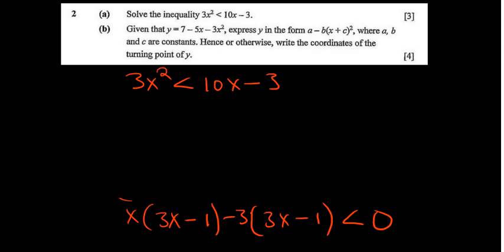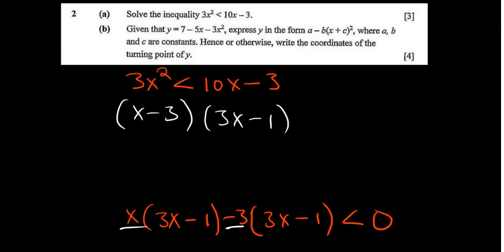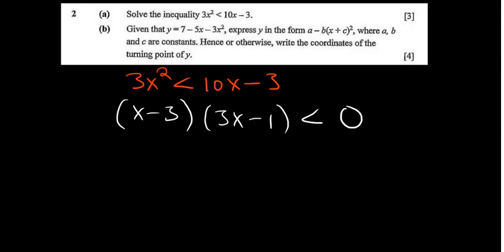At this point, we are confident. So we have x minus 3, and then just 3x minus 1. So x minus 3, and then 3x minus 1, less than 0. So we can now determine the zeros of the inequality there. For that part, if you equate it to 0, x becomes 3. This part, if you equate it to 0, 3x is equal to 1, and then your x becomes 1 over 3. Right. So we have 1 over 3 and 3.